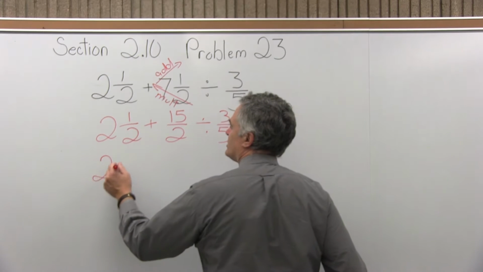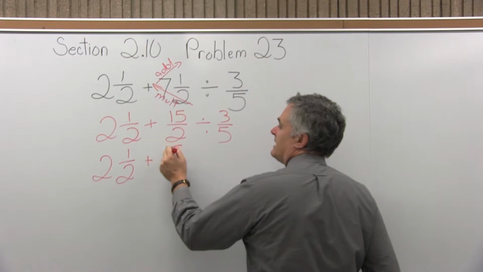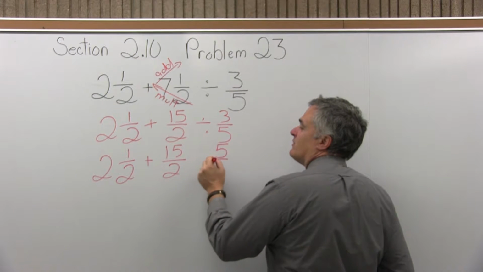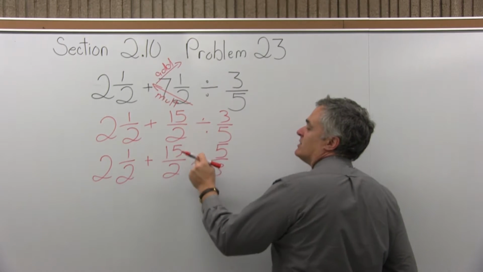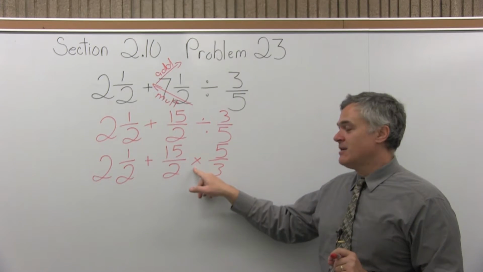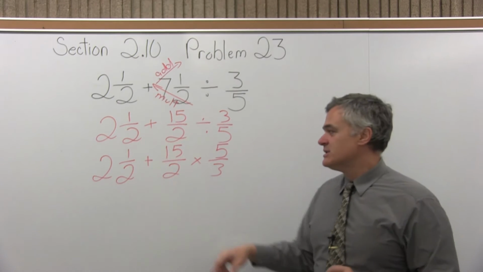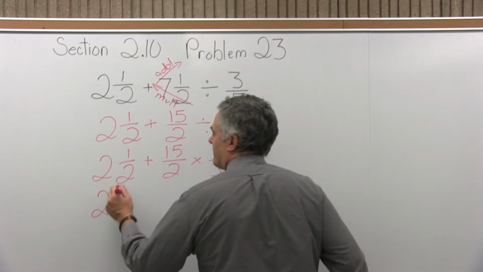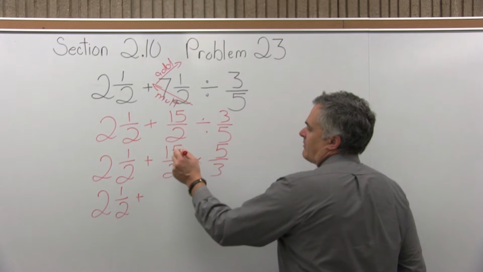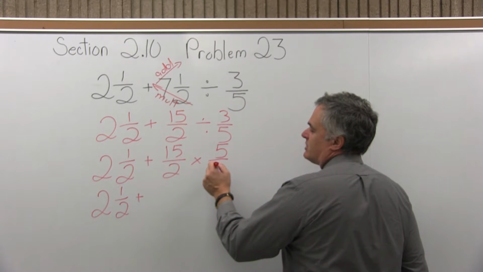Now, to complete my division, I'll leave the 2.5 in front of the problem for one more step. The 15/2 can stay, but the 3/5 gets inverted to 5/3, and that division changes to a multiplication. So you invert the second fraction, and it becomes a multiplication. Now I have to do the multiplication before the addition still. So 2.5 plus, I'm going to have 15 times 5 on the top and 2 times 3 in the denominator.